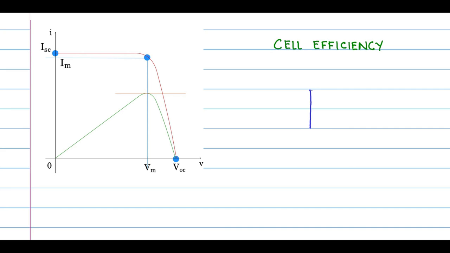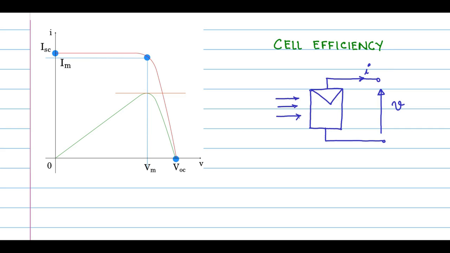Consider the PV cell as drawn here. So it has the two terminals, V and I. The input is the incident solar radiation. So what is the power input, and what is the corresponding power output that this PV cell is capable of?